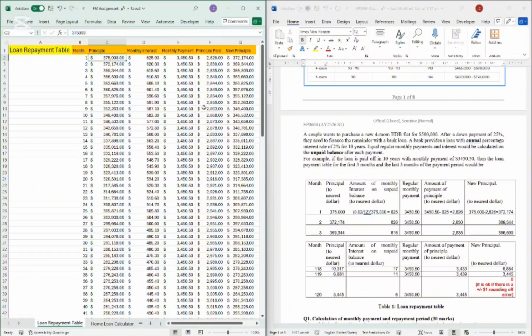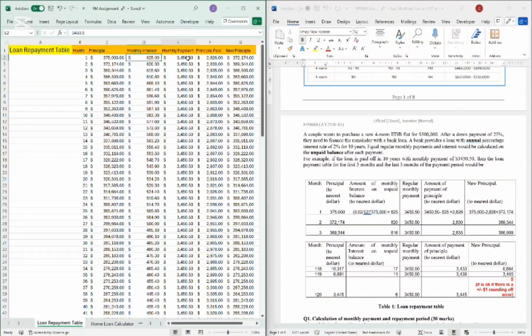And for the monthly interest, it is given to be 2% divided by 12 times the principal. As the question stated, 2% annually, but they want it to be in months, so you have to divide it by 12, which I have done here. C2 being the principal times 0.02 divided by 12, rounded to the nearest dollar.